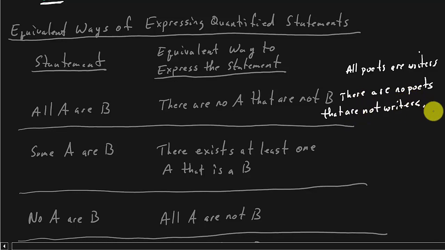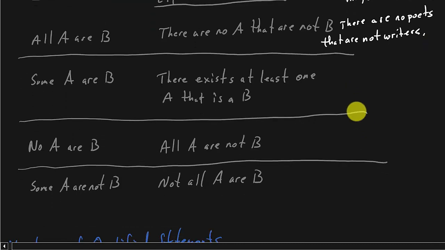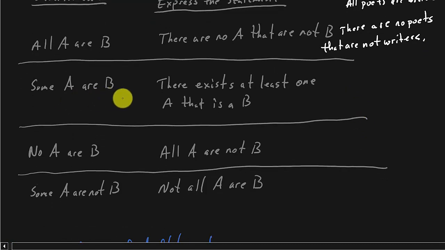And then what about this? Some A are B. There exists at least one A that is a B. All right. So if we look at this, some people are bigots. What's another way that we could write that?